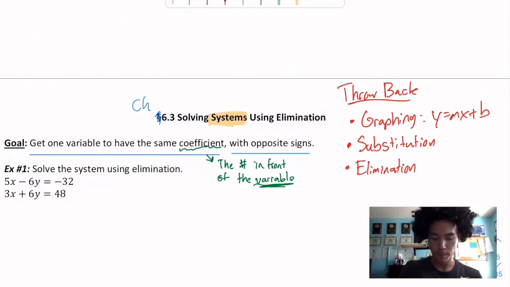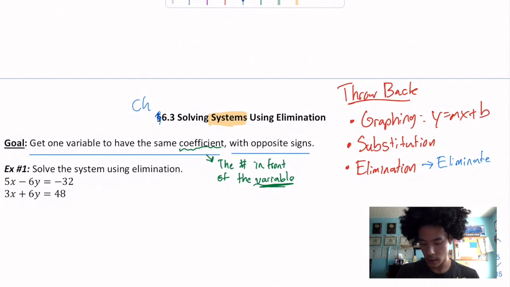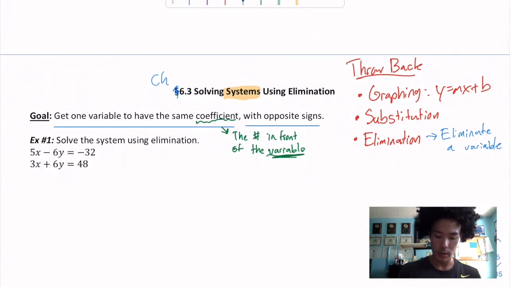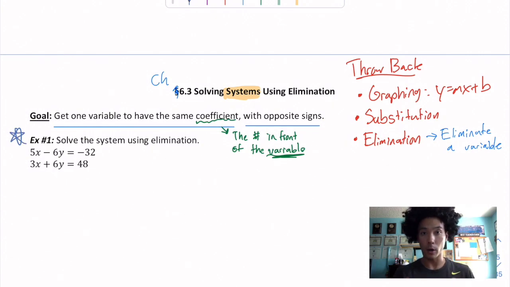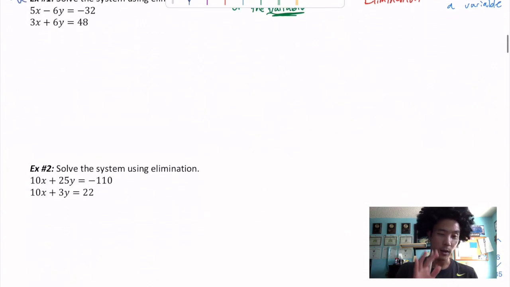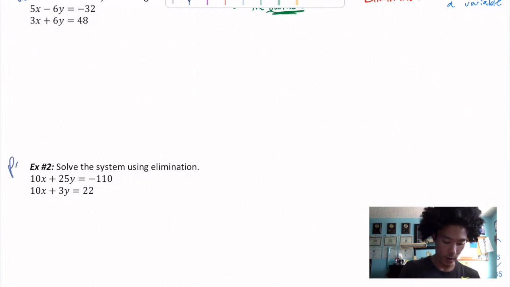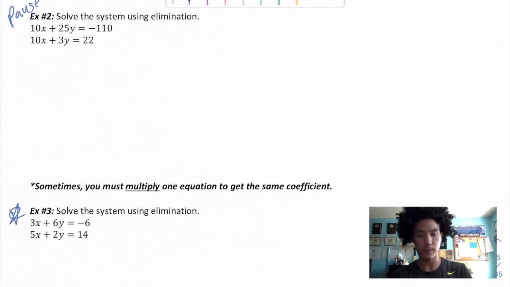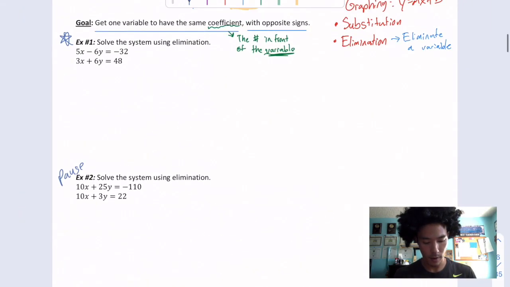The reason why it's called elimination is because now your goal is to eliminate a variable. Make a note of that. Okay, so here's how this is gonna work. I'm gonna do the first one completely on my own. You guys just follow along. You're gonna pause the video for the second one and try this one on your own. And then back to this one, we'll do this one together. So that's the plan.